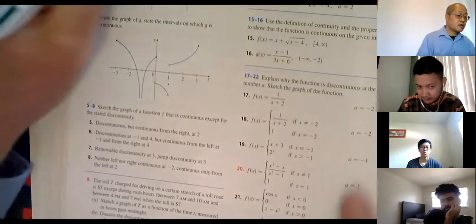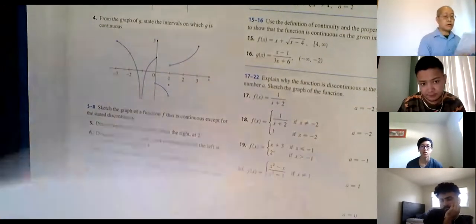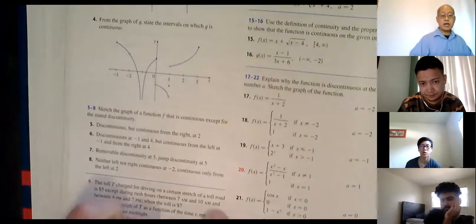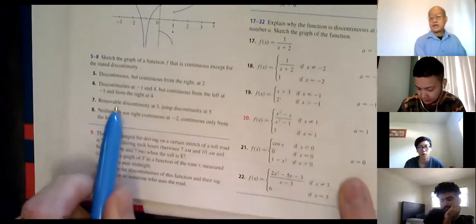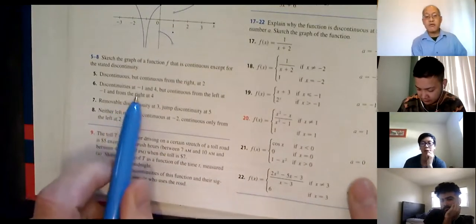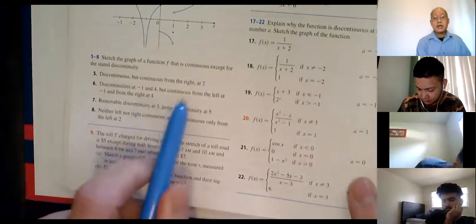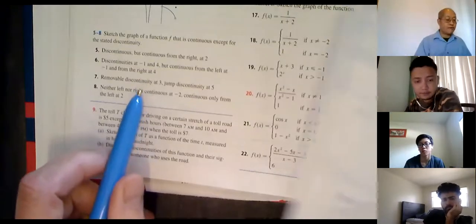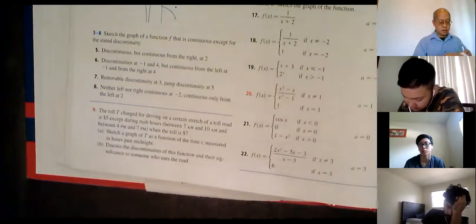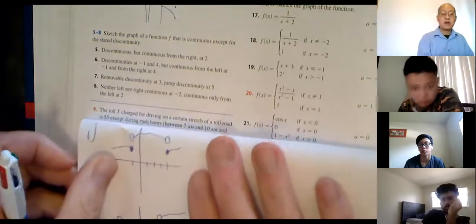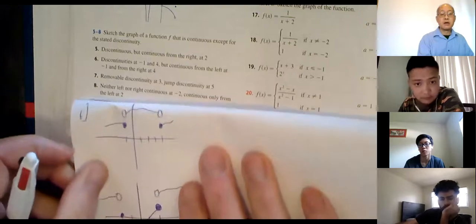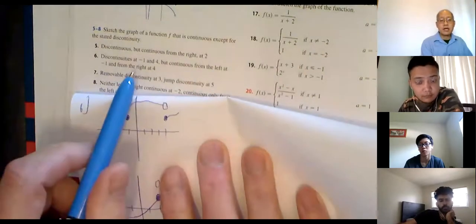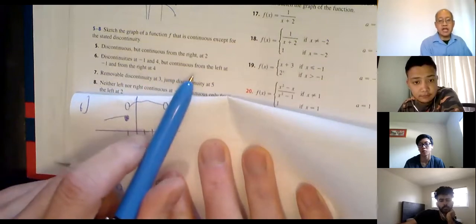All right, now let's see, we had to do 3 to 8 all, so again, I'll show you the evens, and you have the odd answers in the back. Okay, 6. Discontinuity at -1 and 4, continuous from the left at -1, continuous from the right at 4. Okay, so let me see if I can show you this. Here we are. Okay, so -1 and 4, not continuous, but continuous coming from the left side at -1.